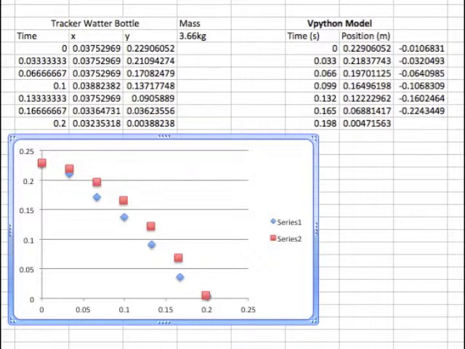As you can see, they're pretty similar. This shows that the force of drag does not have a very big impact on the water bottle because it doesn't have very much air resistance.